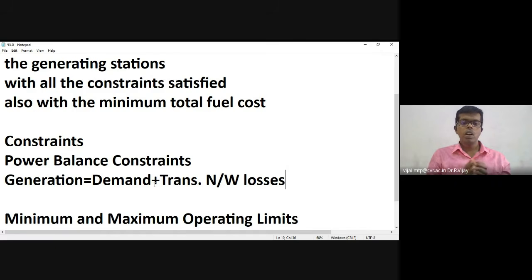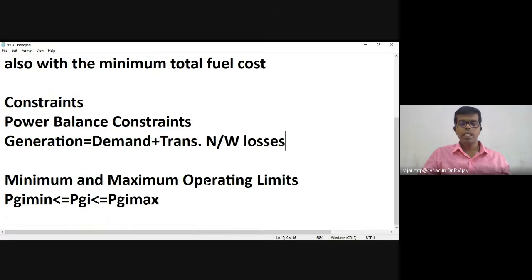So you will not get at the receiving end the same power that we send from the sending end. You will have some network losses. That is the concept of the power balance constraint: generation equals demand plus transmission network loss. The next constraint is the minimum and maximum operating limits. Whatever generation happens should be within the minimum and maximum.